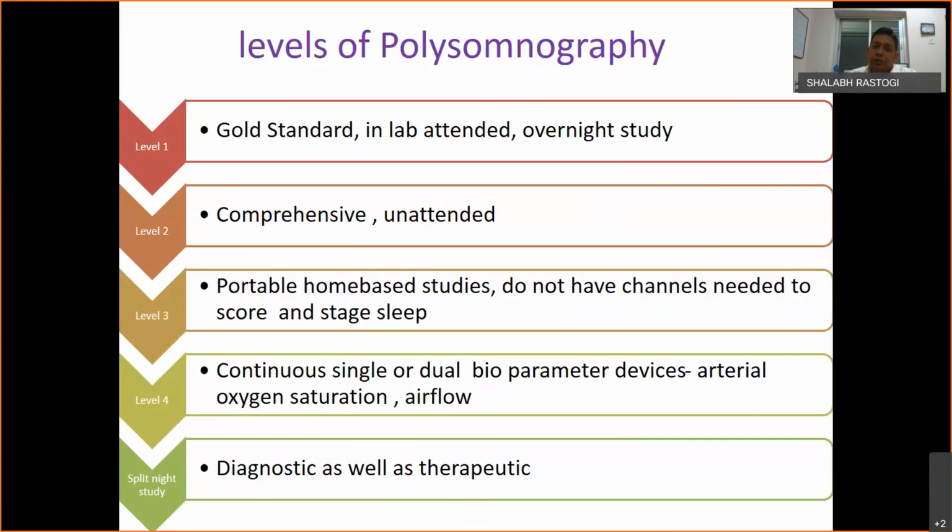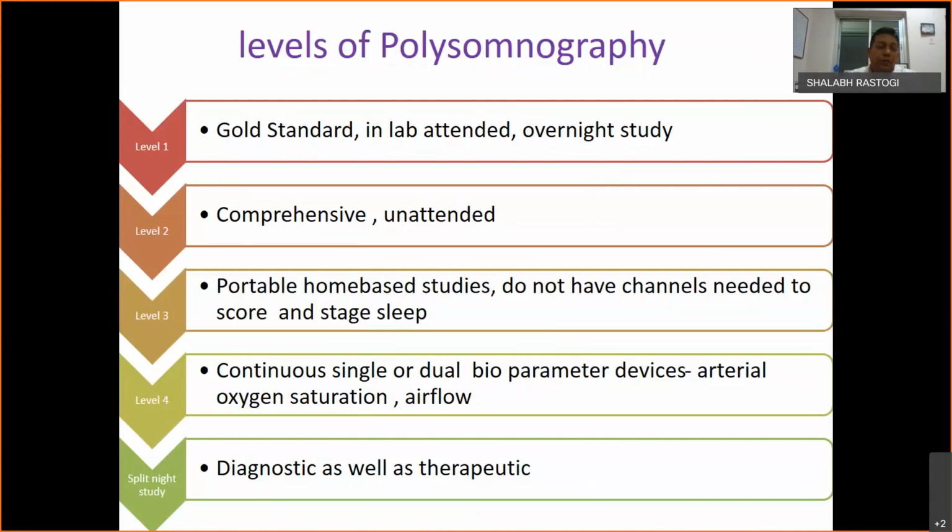In level 2, there is a comprehensive study with almost all the parameters, but it is not attended by a sleep technologist. In level 3, the problem with level 1 and level 2 is that the patient has to go to a sleep lab and sleep there, which may not be possible for every patient. Some patients are comfortable at home only.